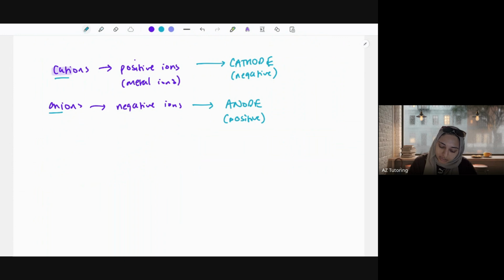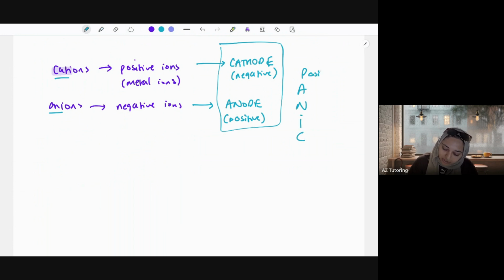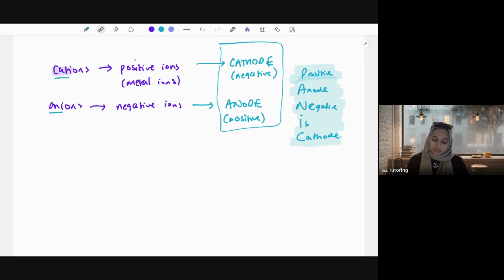An easy mnemonic to remember these is PANIC, which means positive anode, negative is cathode. I'm not too sure if anyone's heard that mnemonic, but this is referring to the electrodes, if you do ever get confused. And then you can just think of cats, so cats are positive, if you like cats.